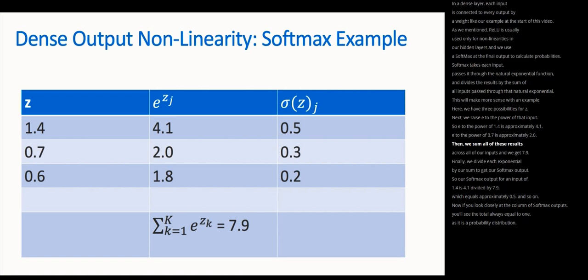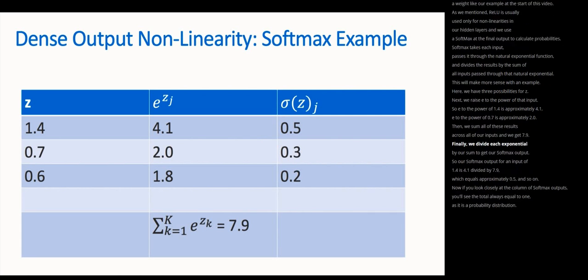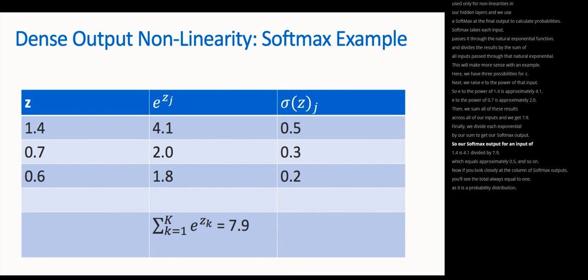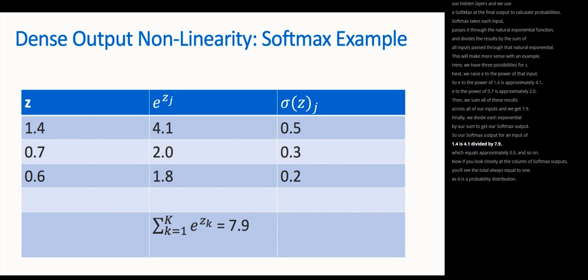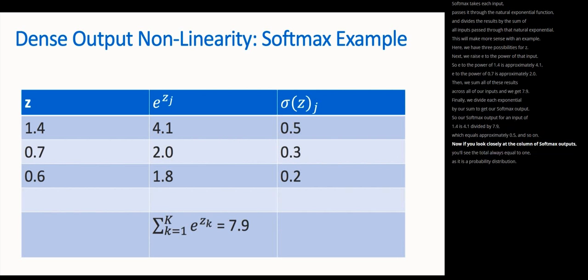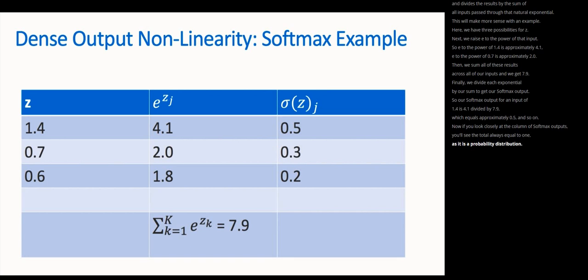Then we sum all of these results across all of our inputs, and we get 7.9. Finally, we divide each exponential by our sum to get our softmax output. So our softmax output for an input of 1.4 is 4.1 divided by 7.9, which equals approximately 0.5, and so on. Now, if you look closely at the column of softmax outputs, you'll see the total always equals 1, as it is a probability distribution.